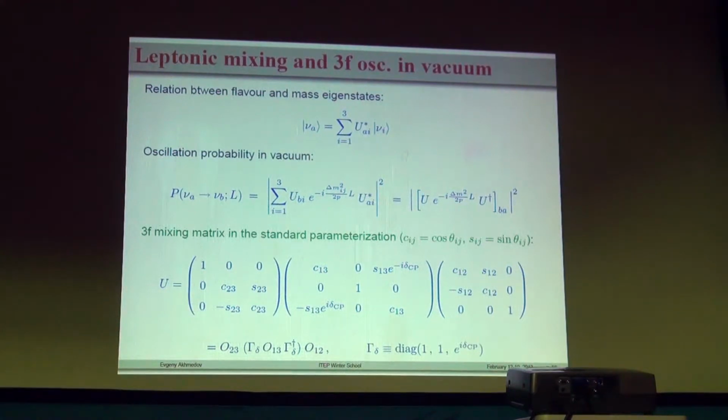We have a product, starting from right to left, of the rotation in the plane 1, 2 with a mixing angle theta 12. This is cosine, sine, minus sine, cosine. Then rotation in the plane 1, 3, modified by the CP violating phase. And then finally rotation in the plane 2, 3 with a mixing angle theta 23. And this modification can be expressed if we introduce the diagonal matrix of phases with elements 1, 1, exponential i delta CP. Then this modified rotation is given just by the product of these 3 factors.